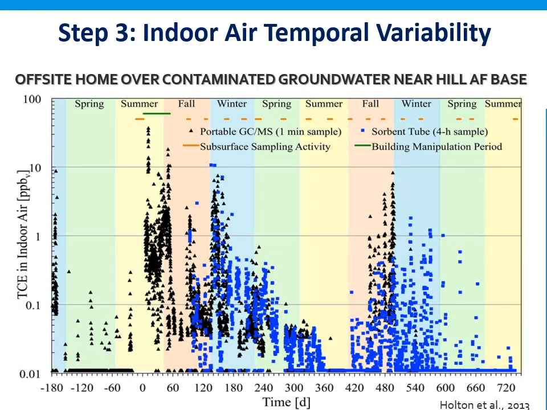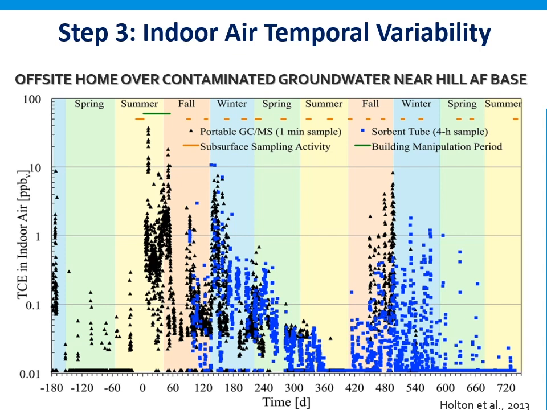Collection of indoor air data that's indicative of vapor intrusion is challenging. Indoor air contaminants display a large degree of temporal variability. This slide shows the variation in trichloroethylene concentrations in indoor air at a research home over contaminated groundwater near Hill Air Force Base in Utah. Arizona State University purchased this home and has conducted extensive indoor air testing within the structure.